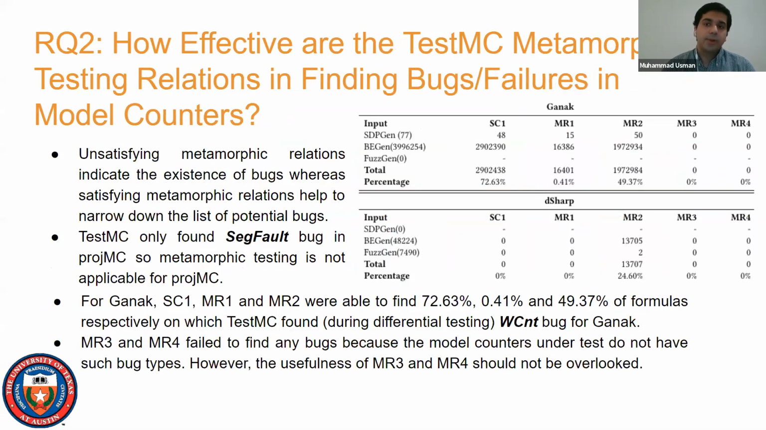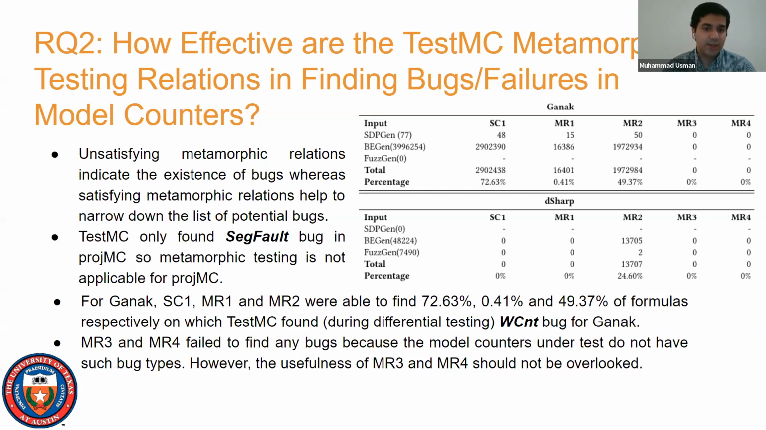So differential testing is really helpful in finding and categorizing bugs in model counters. Coming to the metamorphic testing effectiveness, we pick the formulas which in RQ1 gave different counts, like the formulas on which Ganak or dSharp gave a different count than other model counters, and we use those formulas as input, and then apply our 4 metamorphic relations and the sanity check. We only apply these on those formulas because TestMC's metamorphic relations require 1 additional invocation of the model counter for each formula, which is quite expensive. So we only use it to confirm that the problems found during differential testing are the correct ones.